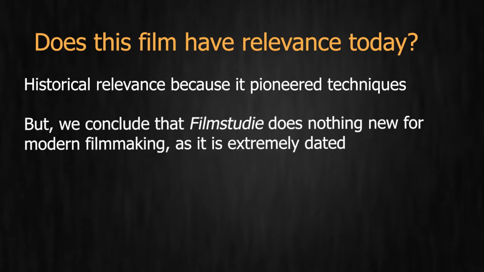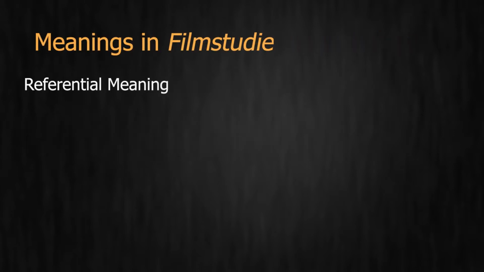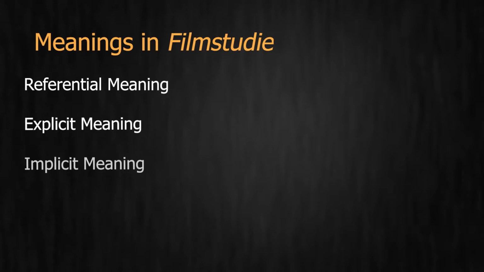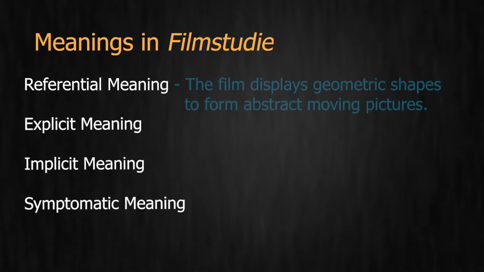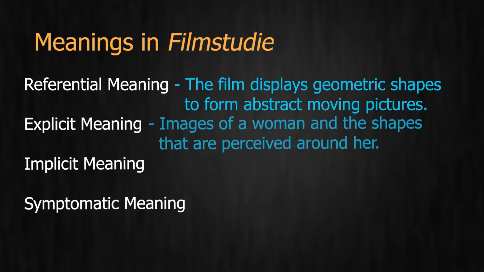What we define as relevance is decided through determining meanings that viewers derive from the film. There is referential meaning, explicit meaning, implicit meaning, and symptomatic meaning. Referential meaning: the film displays and makes use of geometric shapes to form abstract moving pictures. Explicit meaning: the film shows images of a woman and the shapes that are perceived around her.